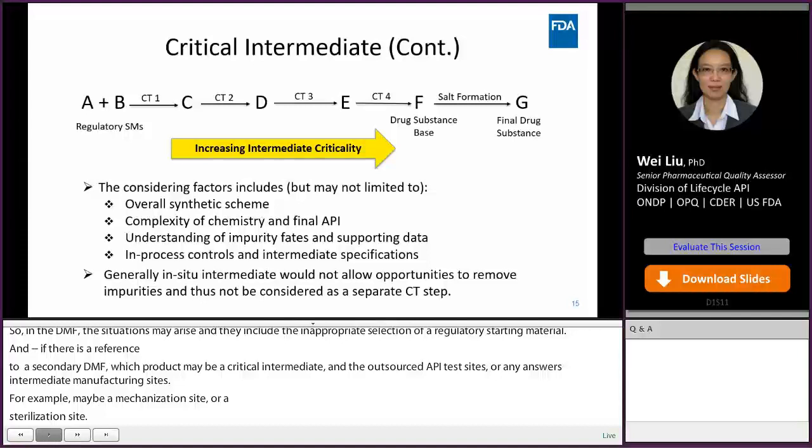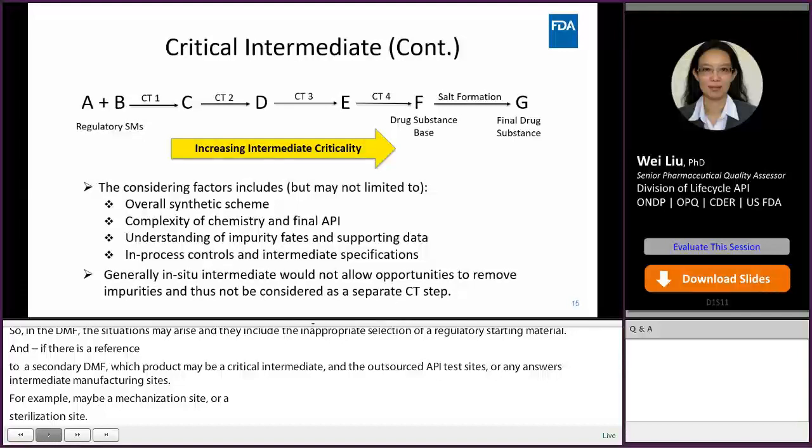We will also look at whether the intermediate process is using common chemistry and reaction conditions, or using complex sensitive chemistry. If the submission includes the supporting data to demonstrate the impurity carryover has been adequately controlled, the risk will be lower. Otherwise, it is higher.